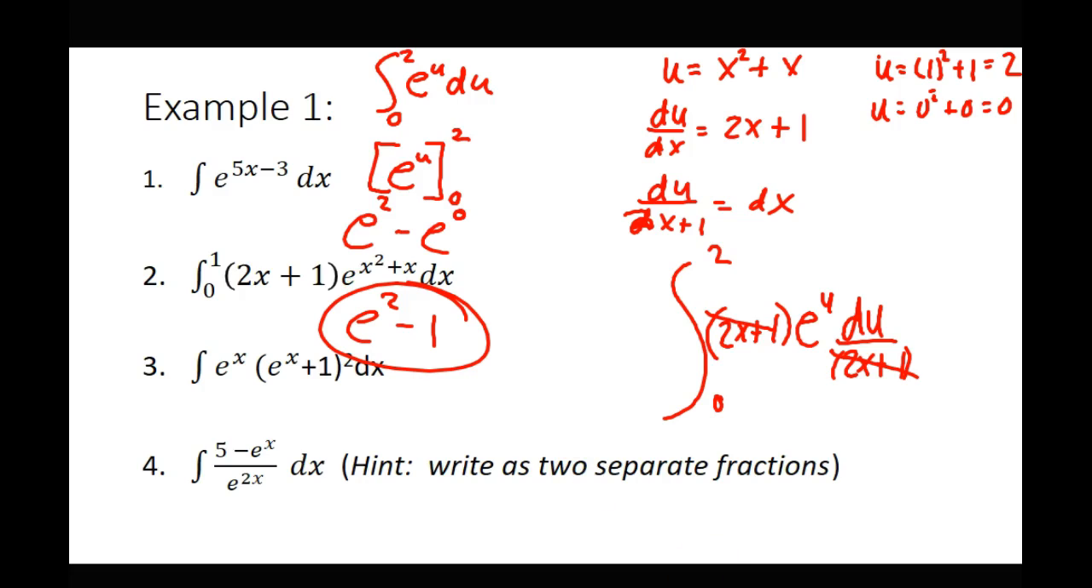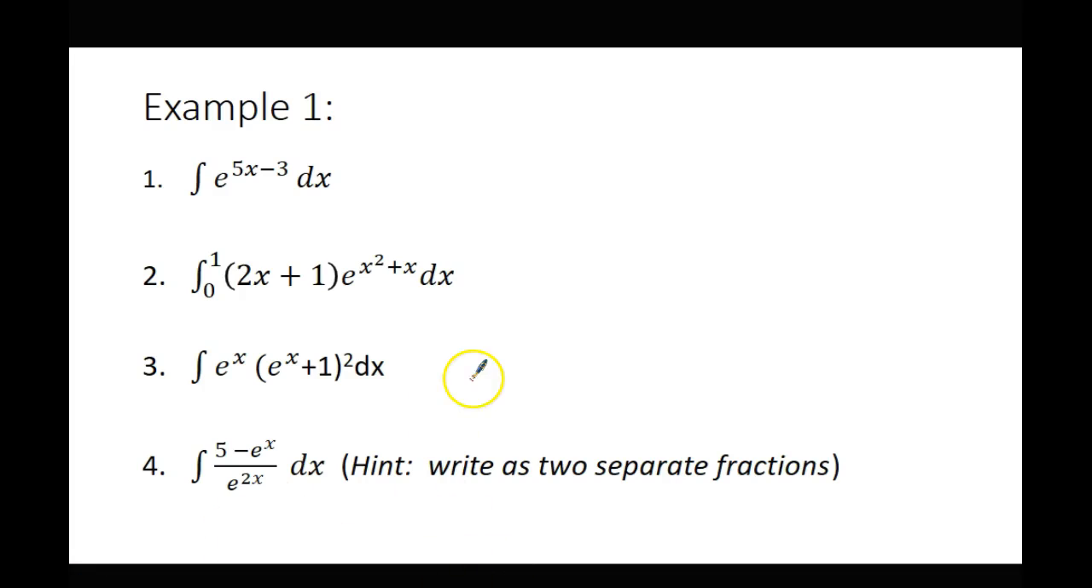All right. Let's continue here. I think I'll do one more, and then I'll let you guys practice, and then we'll do number 4 as our last example. Go ahead and write down number 3.